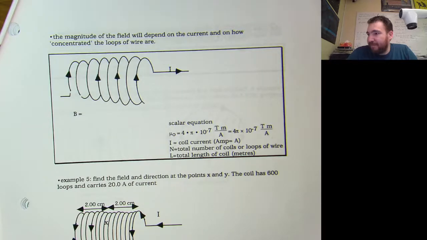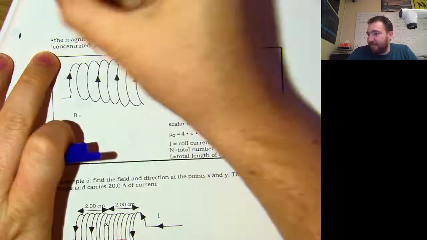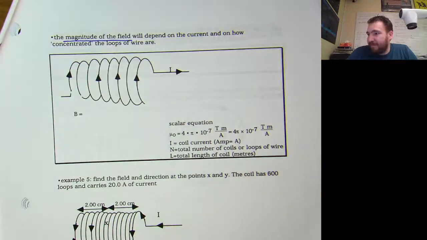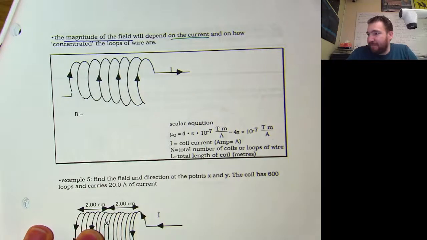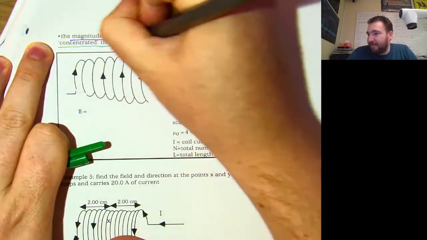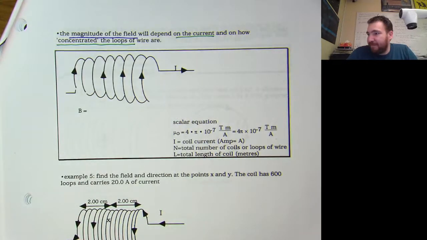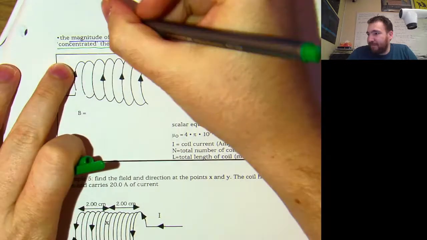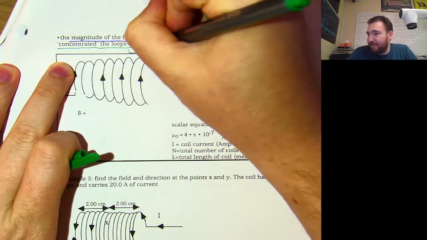There is a relationship. Now we've talked about conceptually how this thing works. There is a mathematical relationship that determines the strength of the magnetic field in a coil like this. The magnitude of the field, or the strength of the field, depends on a few things. Obviously, it's going to depend on the current, and it depends on the concentration of the loops. How many loops do I have? How tightly are they wound? You can think of this concentration of loops as a loop density.